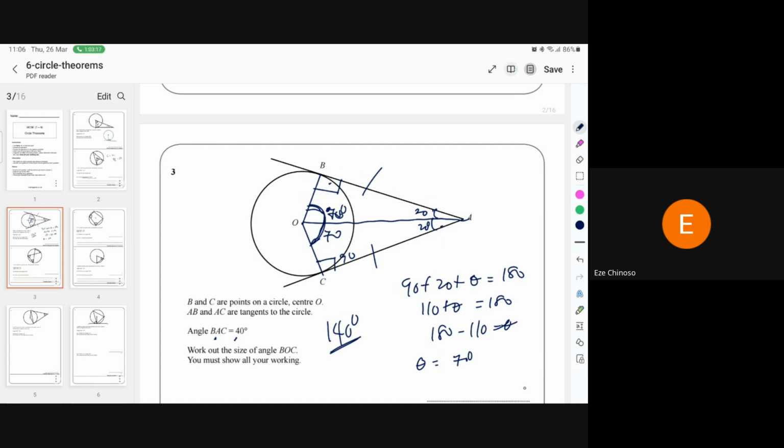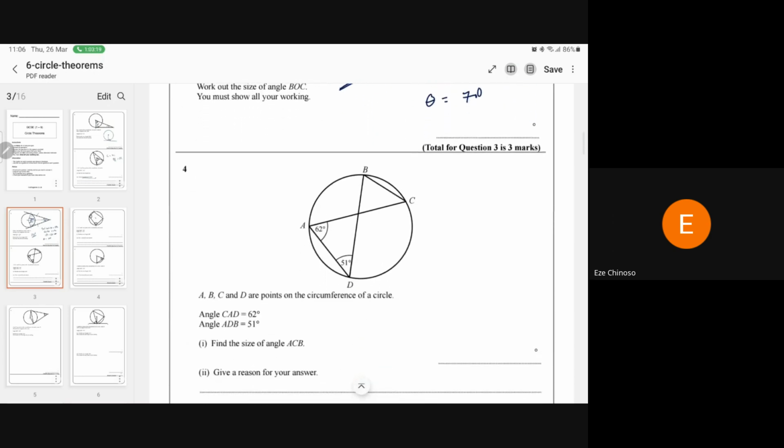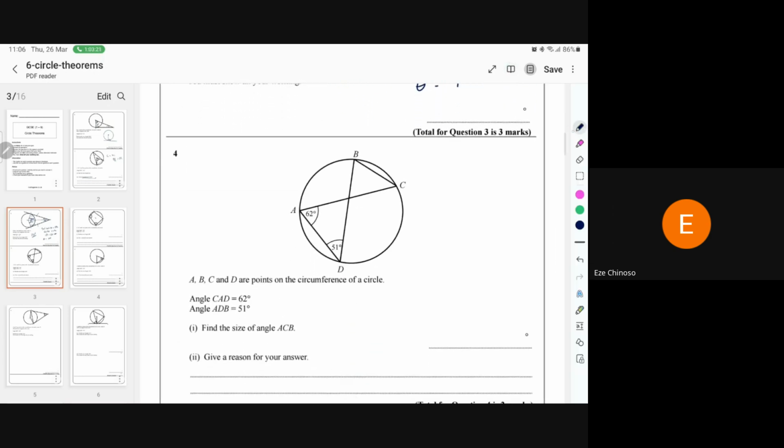All right. So now it's quite interesting just applying the theorems. Okay, look at this one. They said that angle CAD is 62. There's an angle here. Now, angle ADB here is 51. What can you see? You could see that we can introduce a chord right here. There's a chord here, and this chord will form an angle here. That same chord from this same point forms this one.